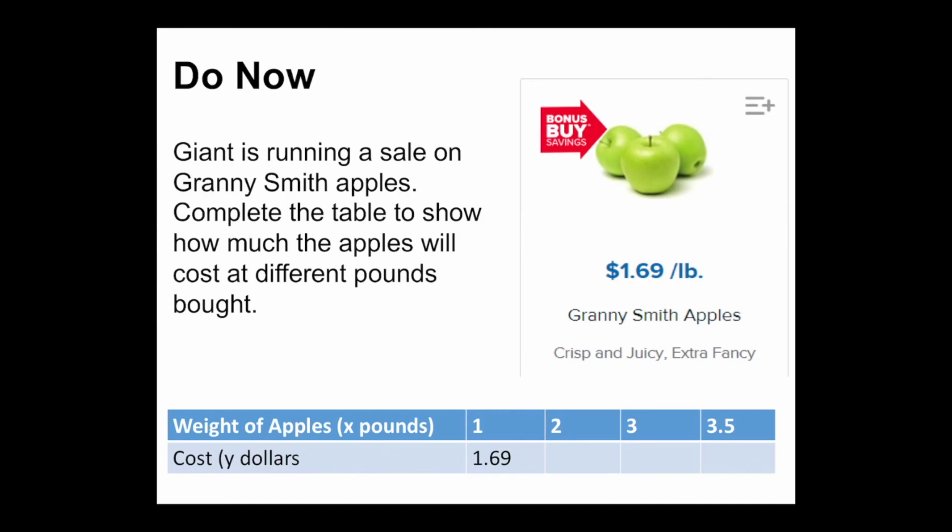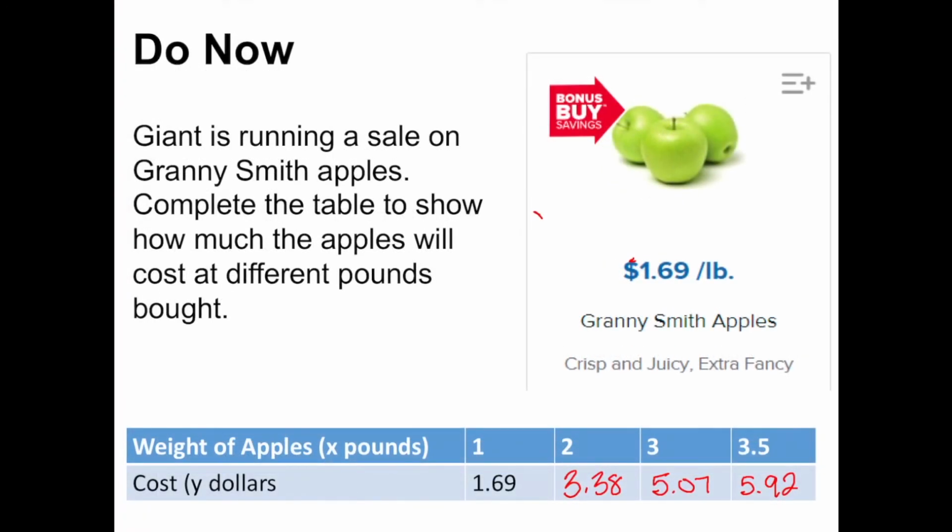So we see here that they're running a special. It's $1.69 per pound. So what I want you to do on your own sheet of paper or in the printed notes or on your iPad typing in, okay, I want you to figure out how much 2 pounds would cost, 3 pounds would cost, and 3.5 pounds would cost. I'll be back on in a second to talk about our answers.